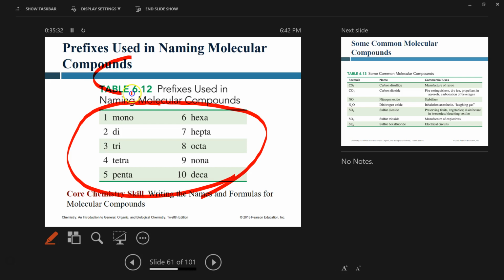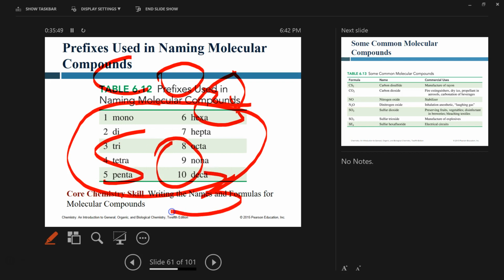So CO2. Name it for me. Carbon oxide. Carbon dioxide, because there are 2 oxygens. Dioxide. SO3. Sulfur trioxide. Does that make sense?